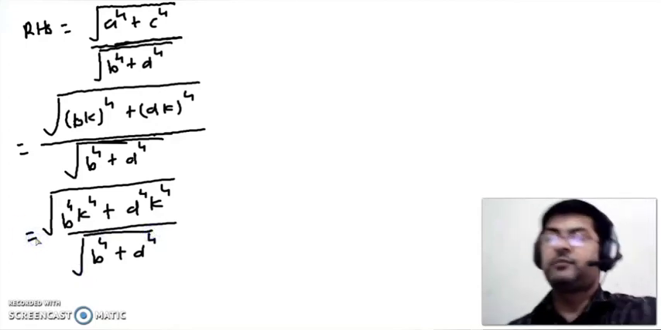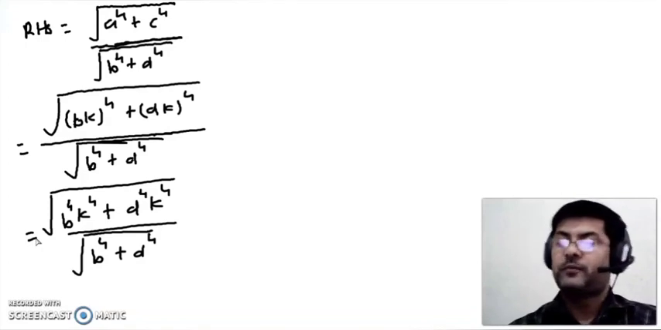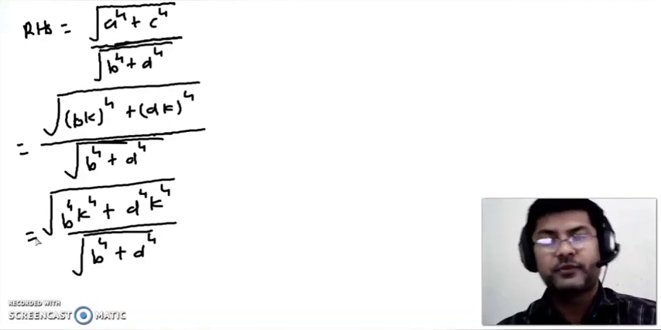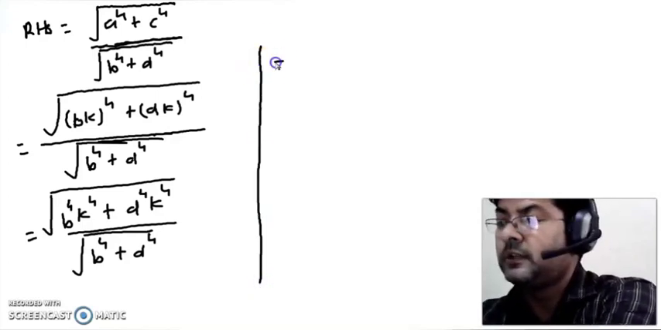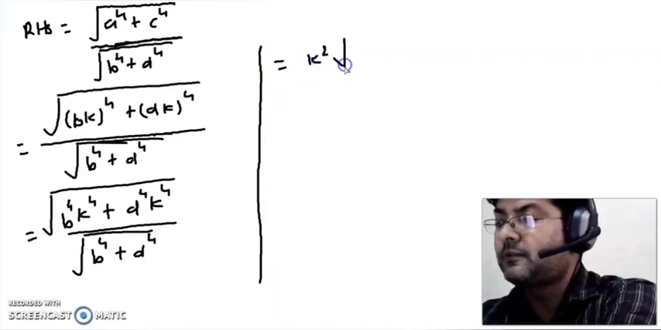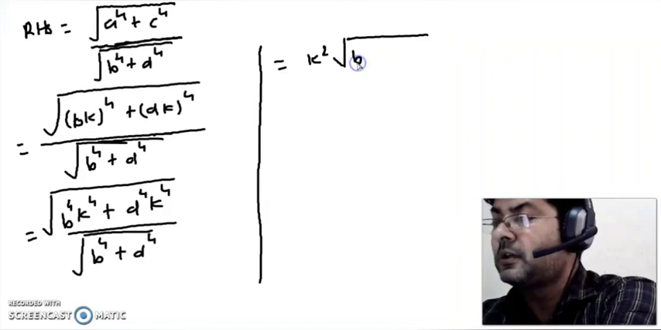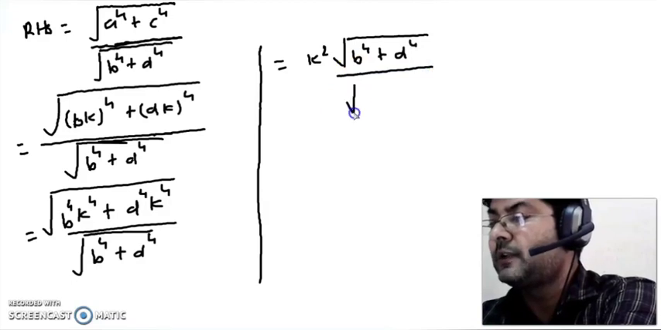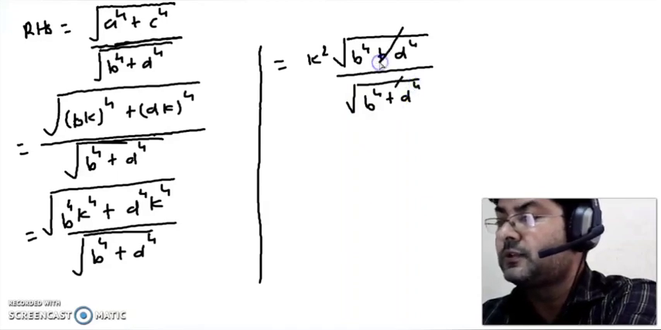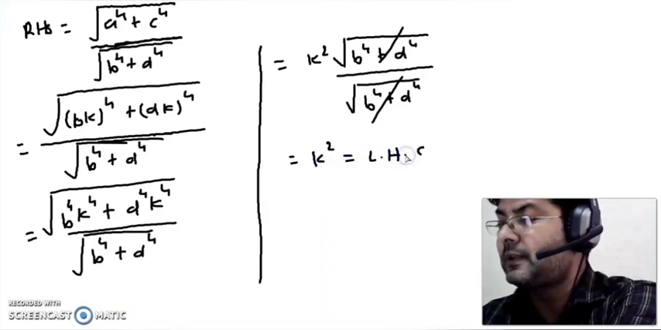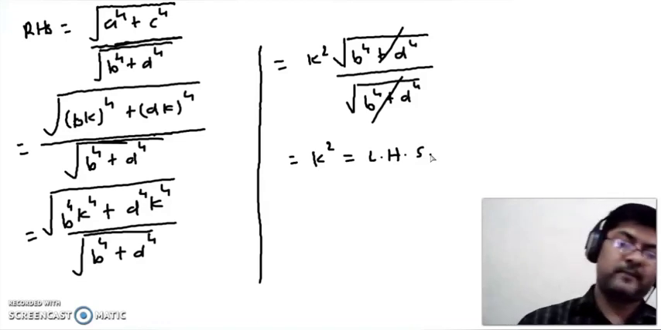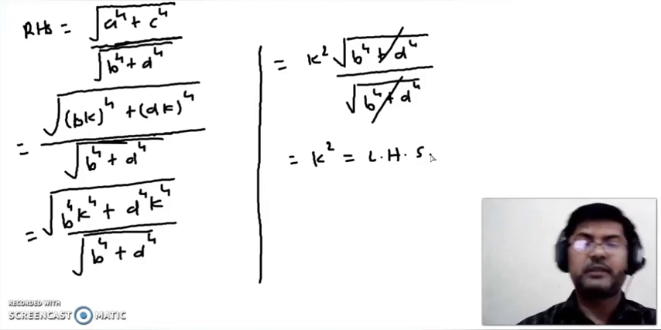Okay, now from the numerator we can take K raised to 4 common. So when you take K raised to 4 outside the square root symbol, we will write K square. Okay, equal to, we have K square, square root, what is left? B raised to 4 plus D raised to 4, and in denominator we have square root of B raised to 4 plus D raised to 4. So these terms can be reduced. So we are left with K square, which is equal to left hand side. Hence proved. Clear?